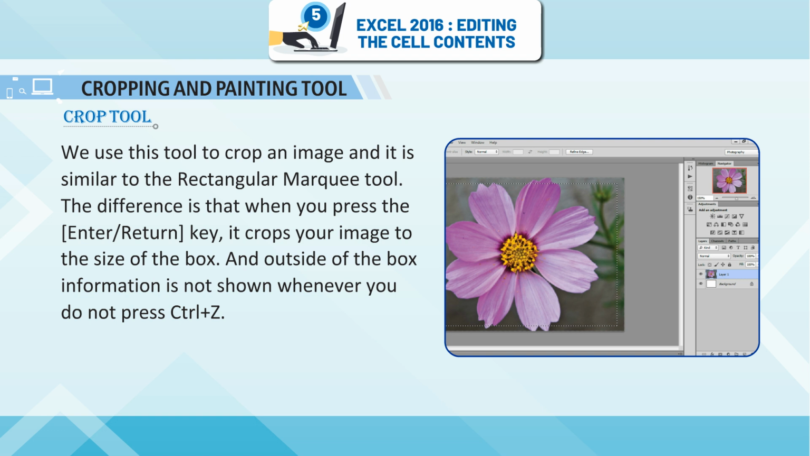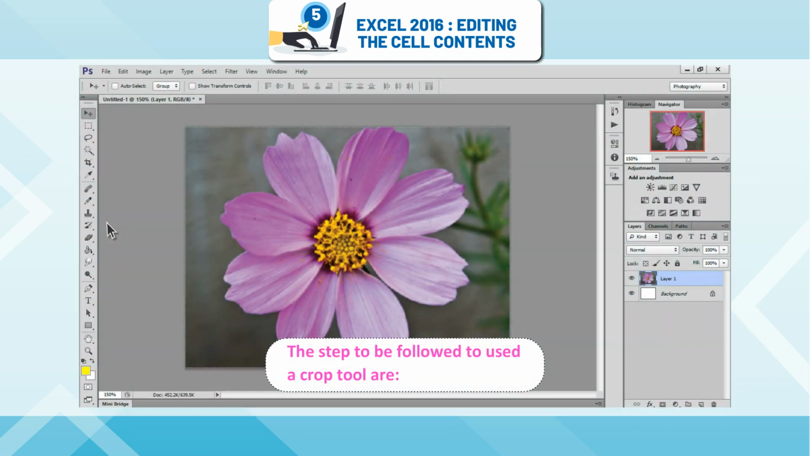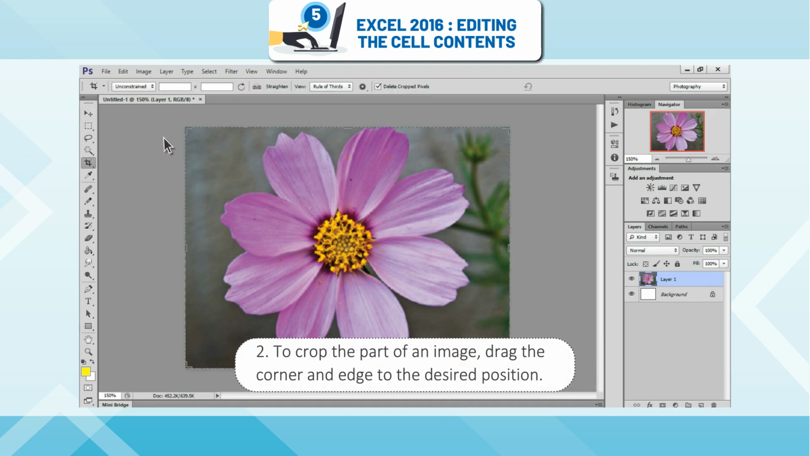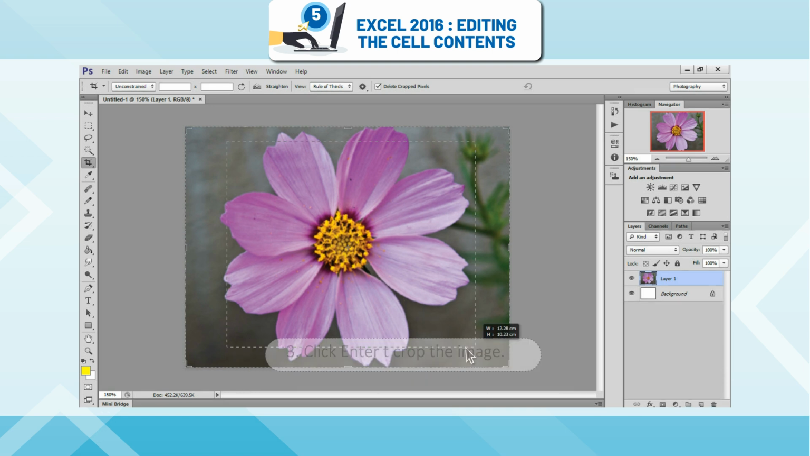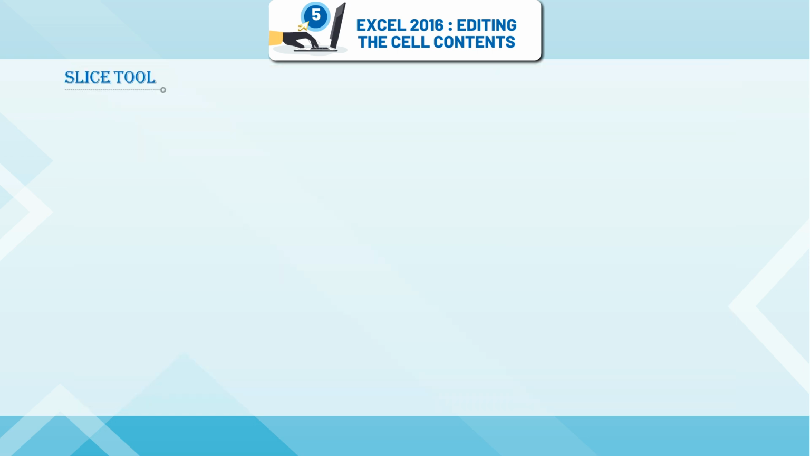The difference is that when you press the enter or return key, it crops your image to the size of the box, and outside of the box information is not shown unless you press Ctrl+Z. The steps to be followed to use a crop tool are: open the image and select the crop tool. To crop the part of an image, drag the corner and edge to the desired position. Click Enter to crop the image.